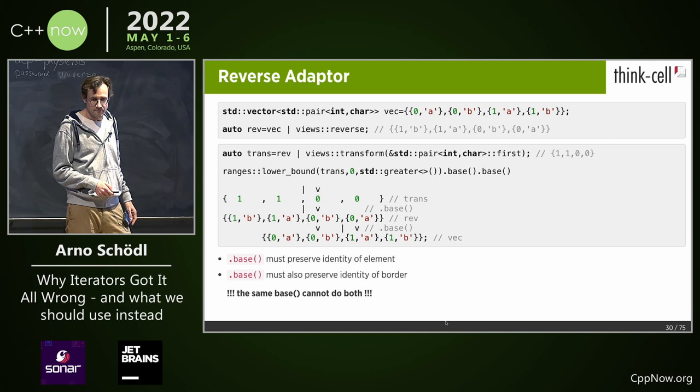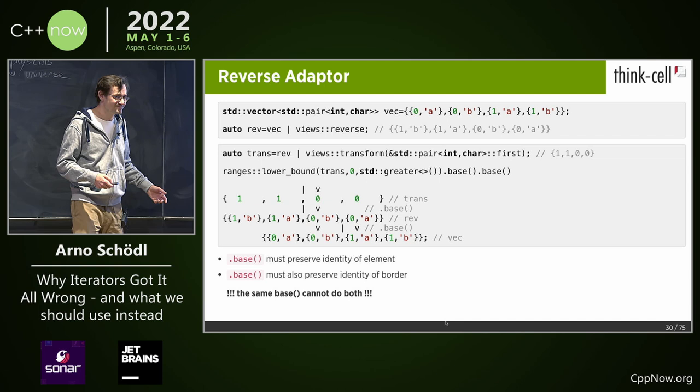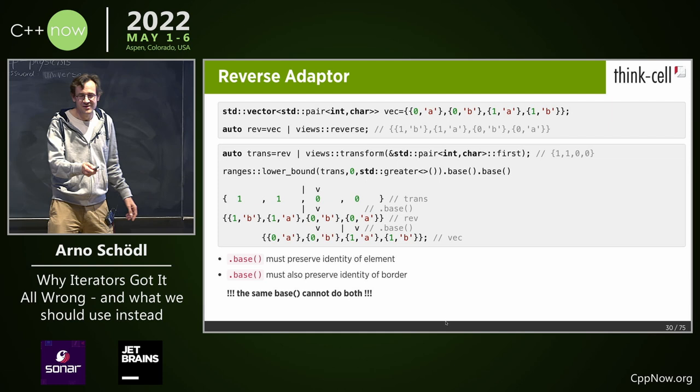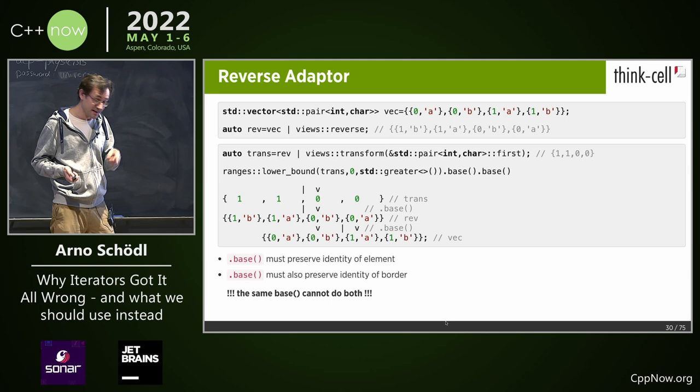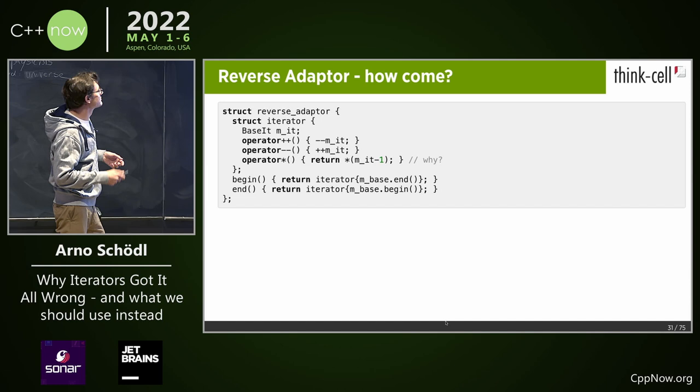Well, they're not elements, but they refer to elements, but they really. So now, no. Because sometimes, I'll give you the example. It doesn't work for either one. They don't work for borders all the time, and they don't work for elements all the time. So first of all, let's look at what's the problem with reverse iterator.